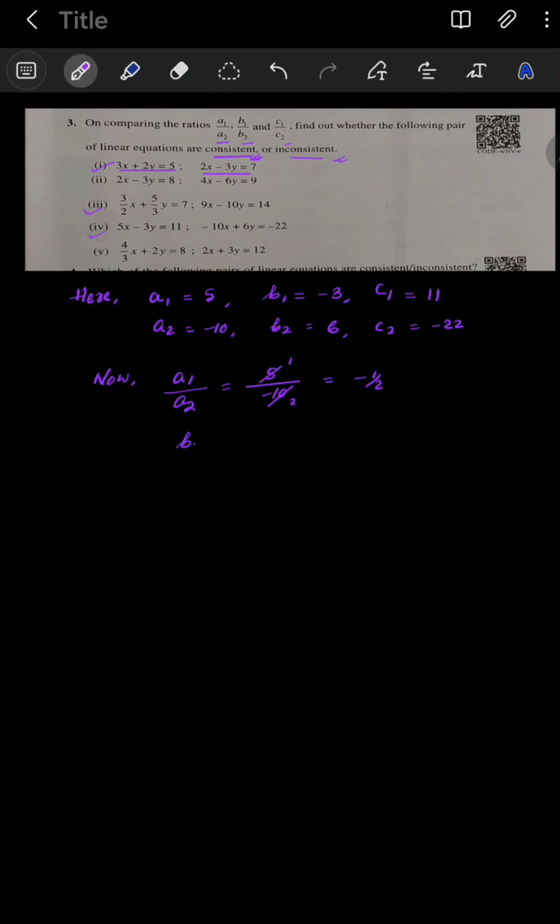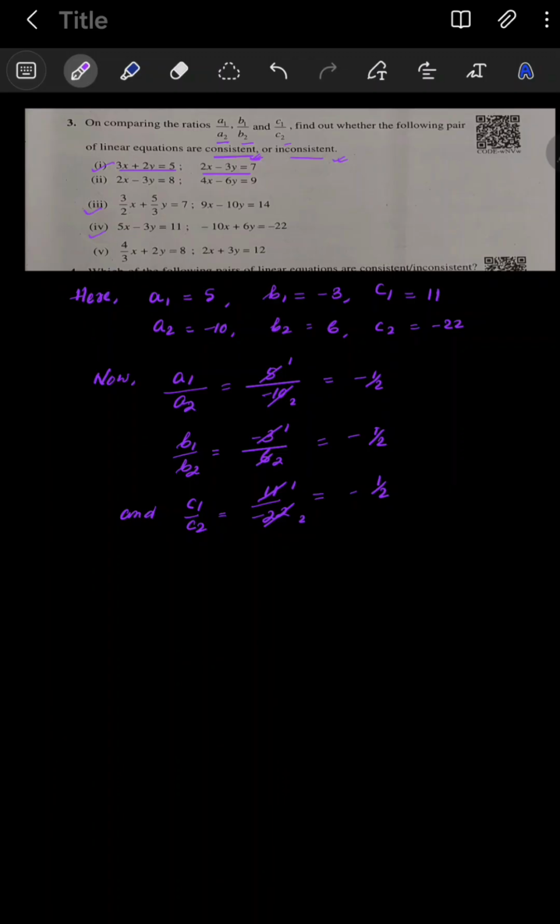Then the second ratio is b1 by b2. Putting the values, minus 3 by 6, again both are divisible by 3. It goes one time and two times, so again the value is minus 1 by 2. Then the third ratio is c1 by c2. The c1 value is 11 and the c2 value is minus 22. Both are divisible by 11. It goes one time and two times, so we got minus 1 by 2 again.